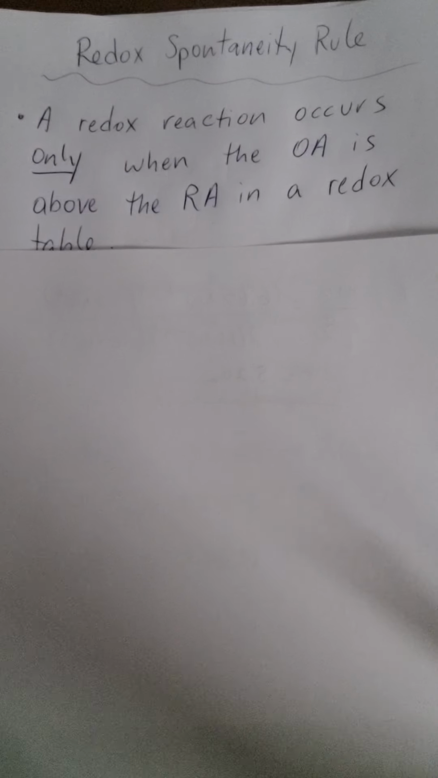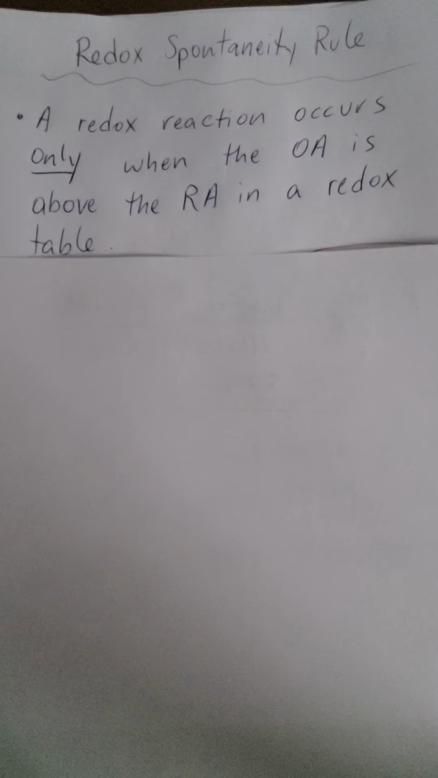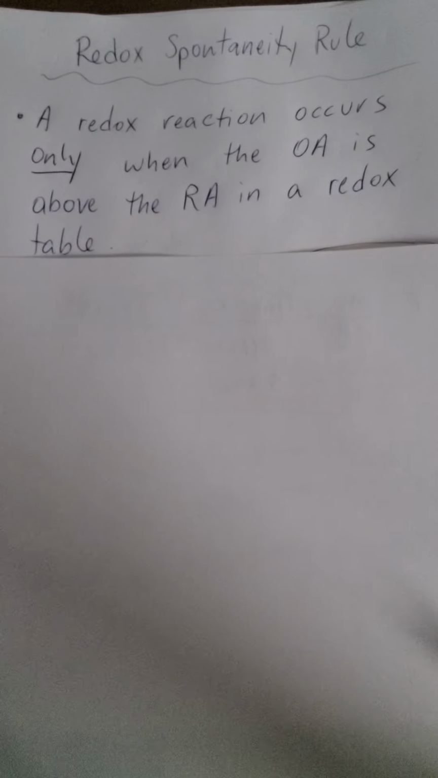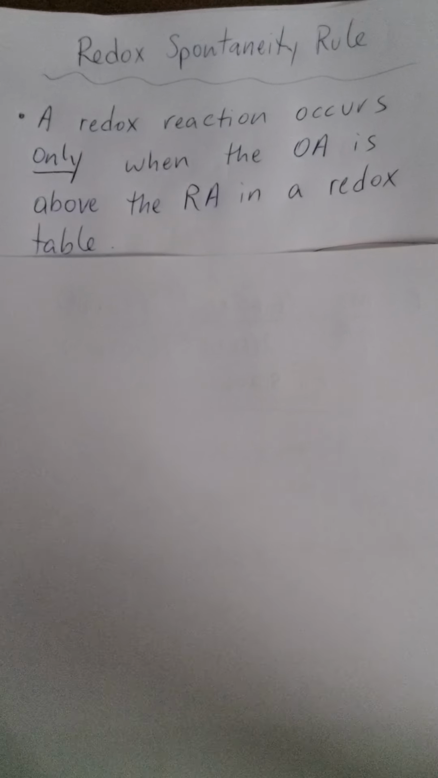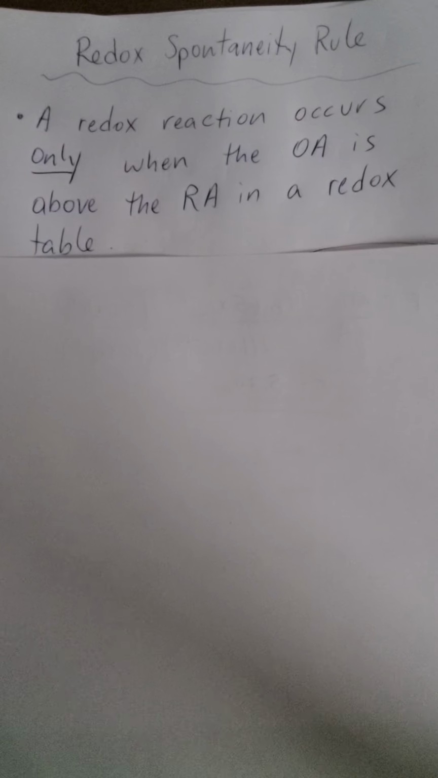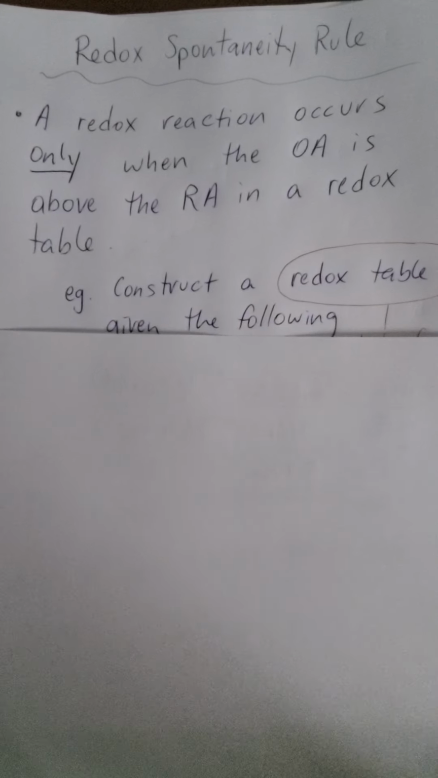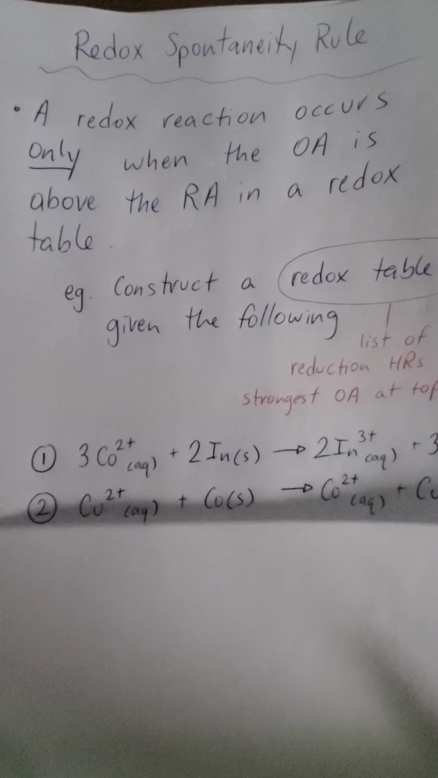Hi, Chemistry 30. Today we're going to talk about the redox spontaneity rule. It involves making redox tables, but in a much more efficient way than we've already seen. So here's the rule: a redox reaction occurs only when the OA is above the RA in a redox table. I'm just going to show you how this works out.